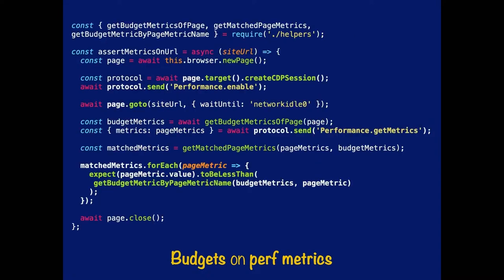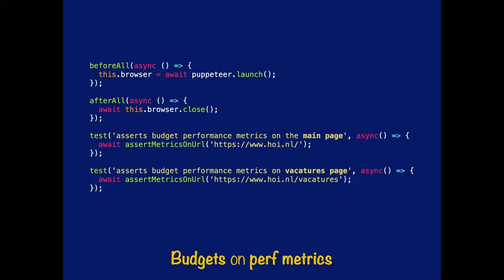By using such a technique, you can introduce your own performance checks in your CI, depending on your performance budgets and performance requirements. And with an abstraction like this code snippet, I'm using this Performance.enable protocol call and then getting the Performance.getMetrics, and then comparing it against the thresholds with a simple test suite looking like this.